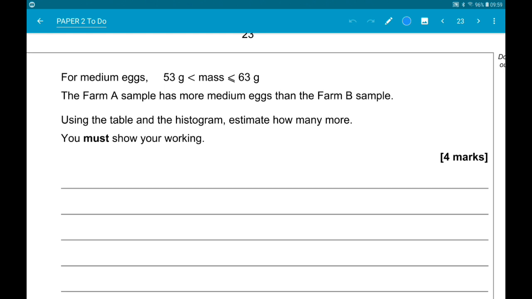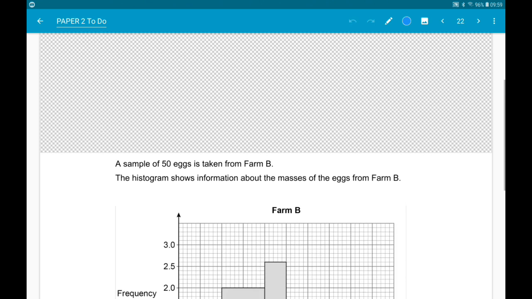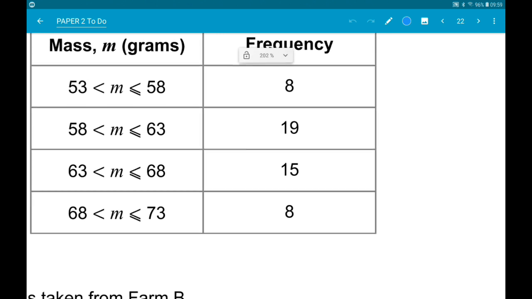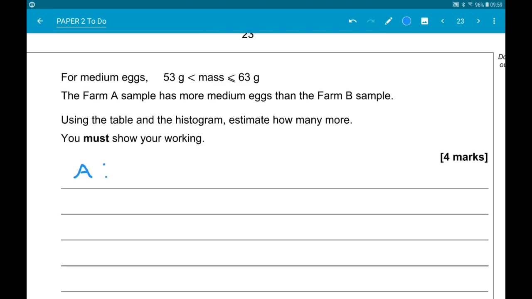Okay, so if we do farm A first. So farm A is nice and easy. We want the eggs between 53 and 63. We want those top 2. So 8 and 19 is 27.